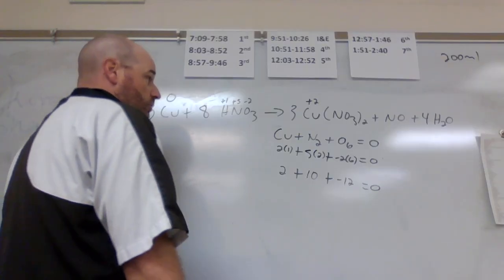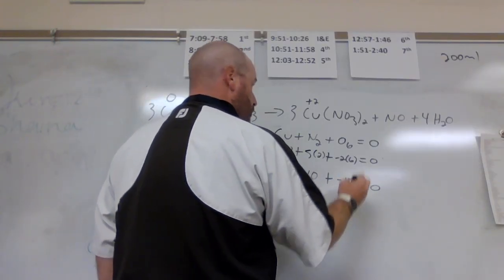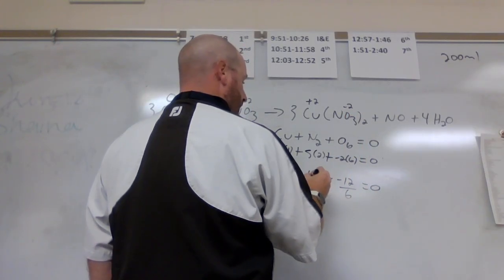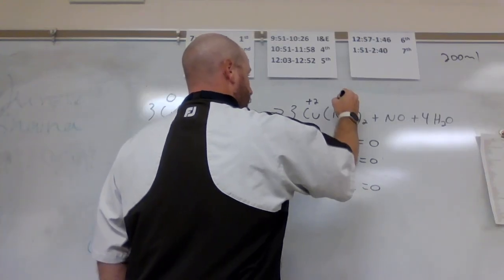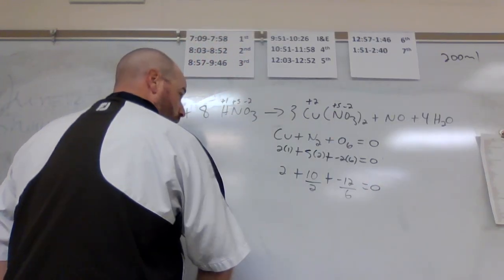We're ready to roll. So last thing, go ahead and divide by your subscript. That's going to give me a -2. That right there is going to give me a +5. And we're set up. We're ready to roll.